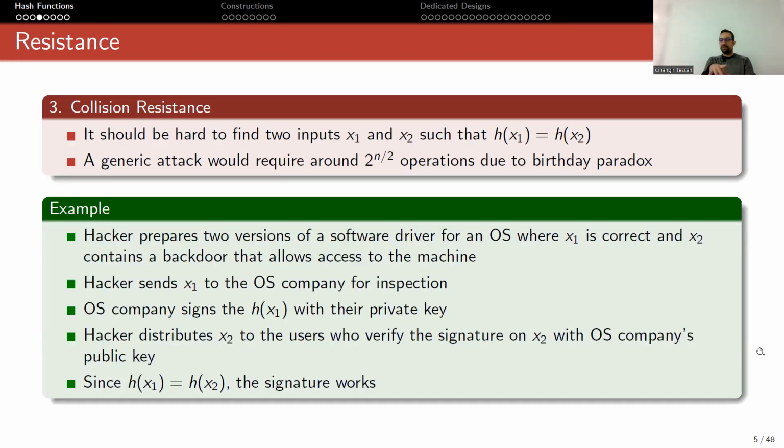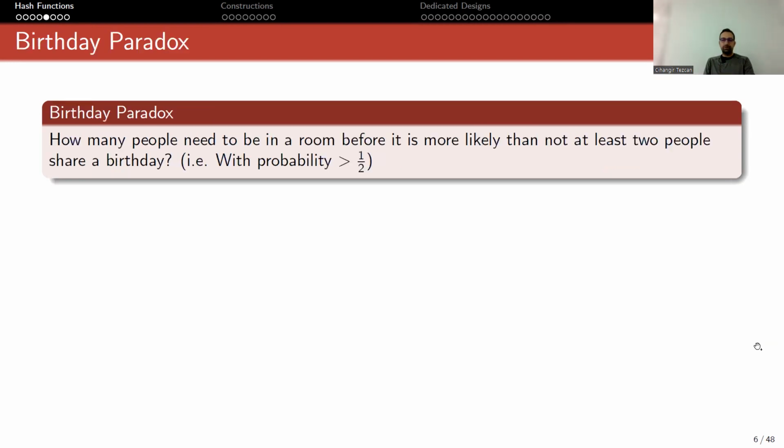Actually, this idea is used in the Flame malware with the MD5 hash function. Okay, we will see them when we talk about these dedicated designs. So let me finish with the birthday paradox and explain why it is easier to find collisions than second preimages.